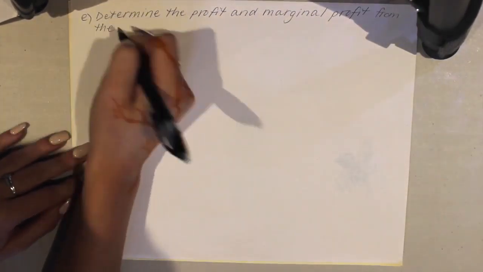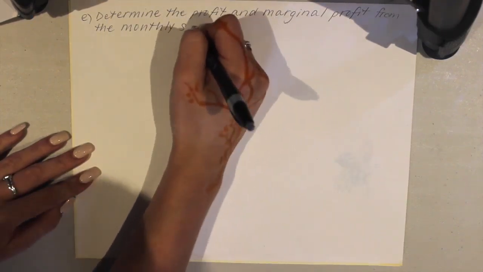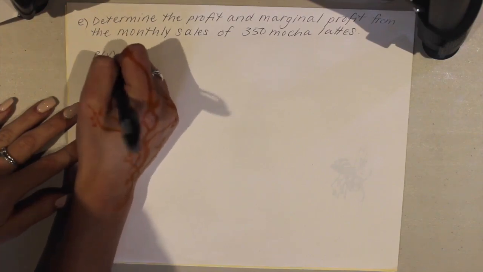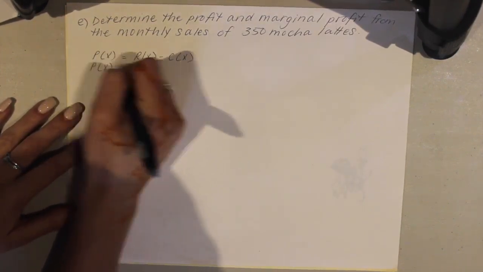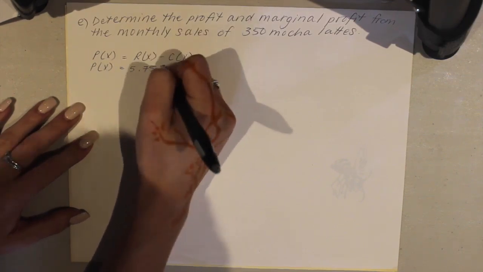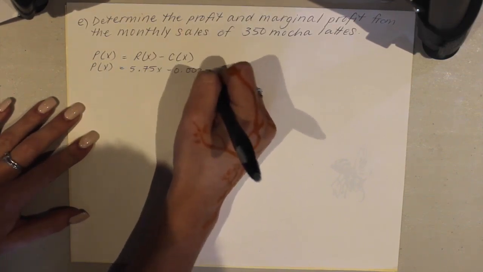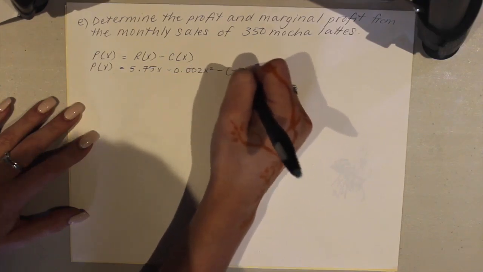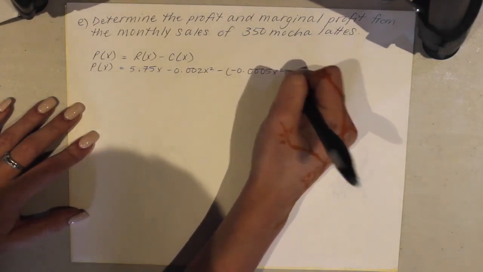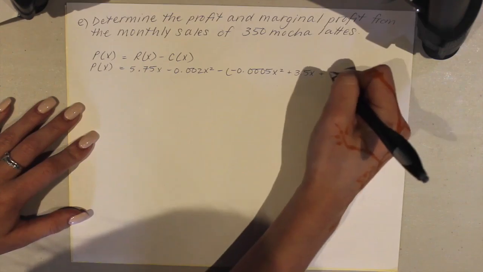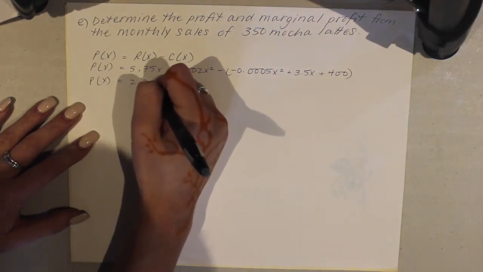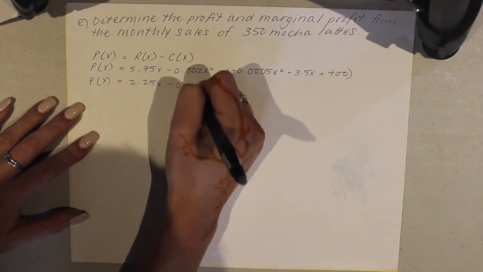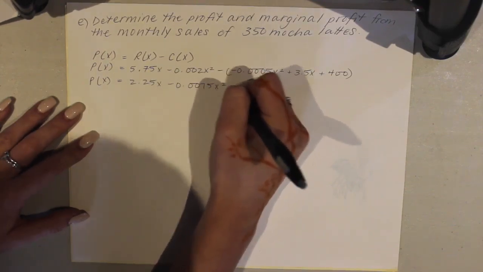And last but not least, Part E asks us to determine the profit and marginal profit of the monthly sales of 350 mocha lattes. Very similar to Part B, we need to find our profit function and then find the marginal profit function and just plug in 350 to find what both of those equal. So what our profit function equals is actually our revenue function minus our cost function. So you just put both of those equations in there, you simplify, you find your P of x, which is 2.25x minus 0.015x squared minus 400.